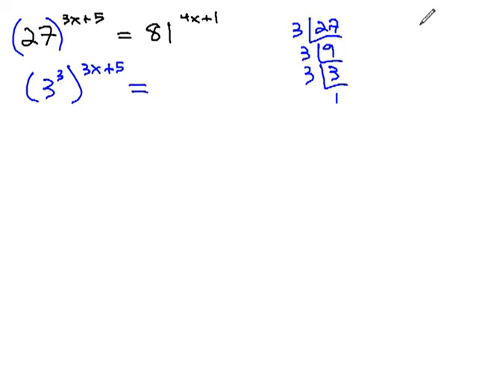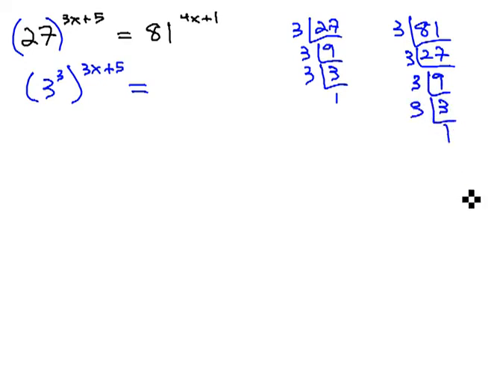Equals 81. Well, let's factor 81. 81 is divisible by 3 twenty-seven times, which is divisible by 3 nine times, which is divisible by 3 three times, which is divisible by 3 once. We've got 3 to the fourth power, replacing the 81, with the 4x plus 1 outside of the parentheses.